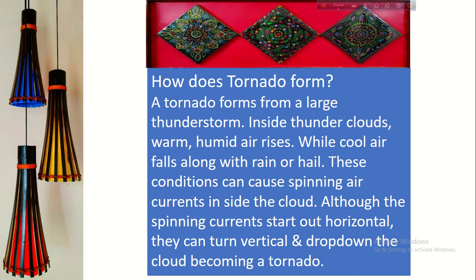How does a tornado form? A tornado forms from a huge thunderstorm. Inside thunder clouds, warm, hot and humid or moisture-filled air rises, while cool air falls along with rain or hail. These conditions can cause spinning air currents inside the cloud. Although the spinning currents start out horizontally, they can turn vertical and drop down from the cloud, becoming a tornado.